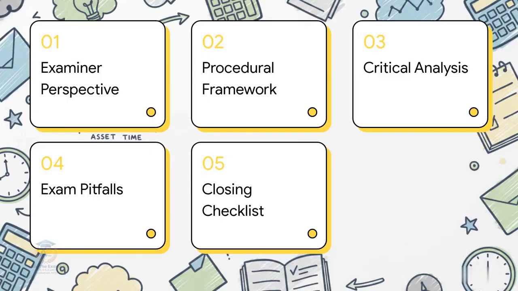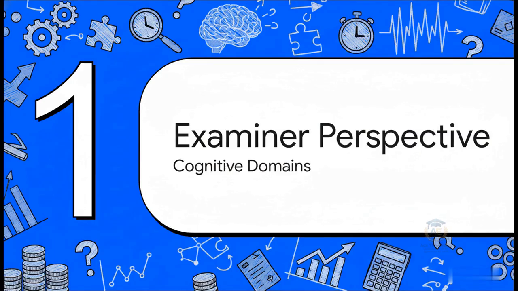So, here is our roadmap for this explainer. We will start with Section 1, the examiner's perspective. Then Section 2, the procedural framework. Section 3 covers critical analysis and method marks. Section 4 will expose the top 3 exam pitfalls, and we'll wrap up with Section 5, the closing checklist. Let's kick things off with Section 1, the examiner's perspective.